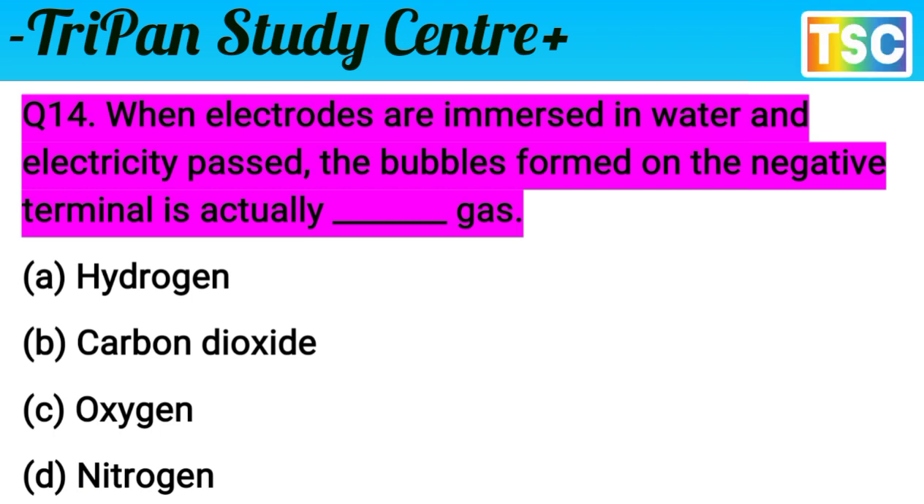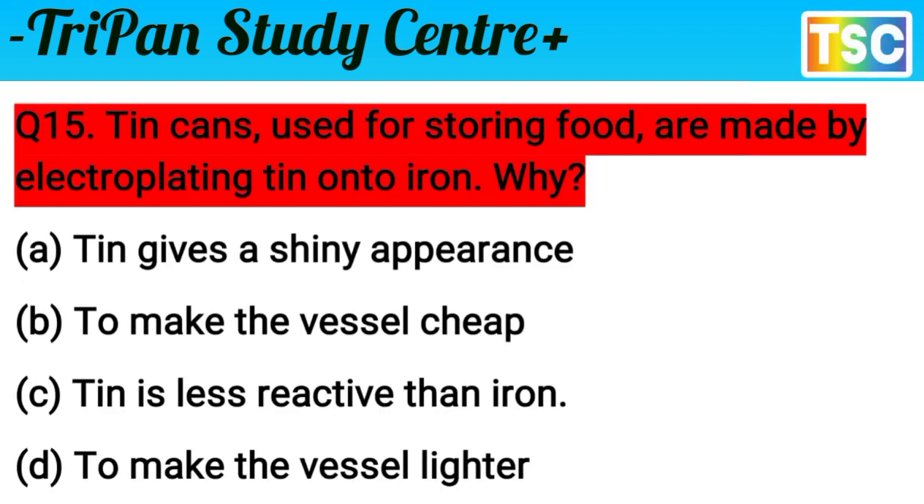You know that the question is very interesting. When electrolytes are immersed in water and electricity is passed, the bubbles formed on the negative terminal are actually hydrogen gas. It means option A is correct for this question. A, hydrogen. Let's see the next question. Next question on your screen.